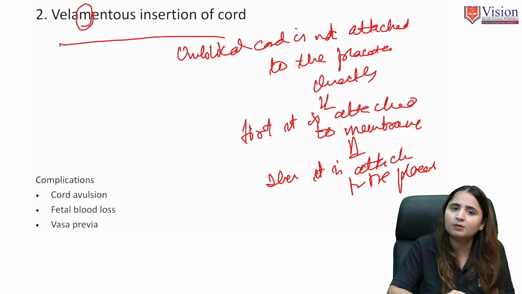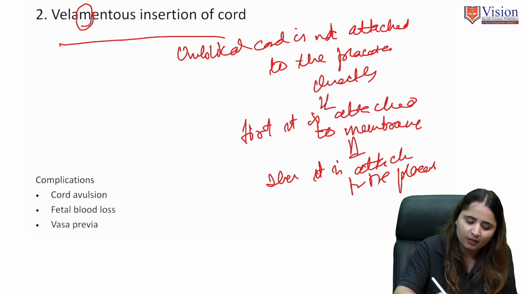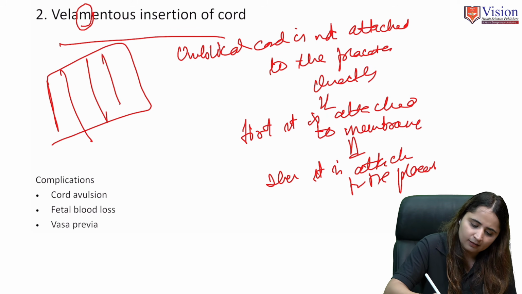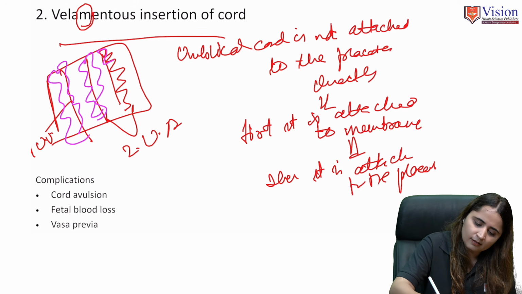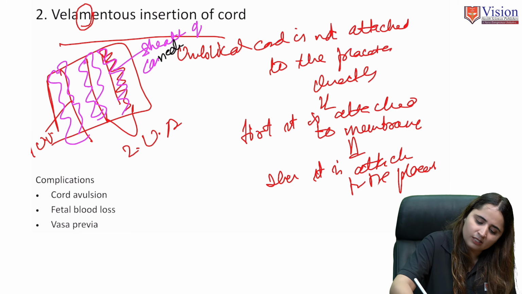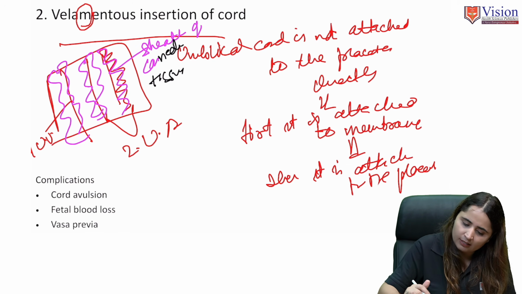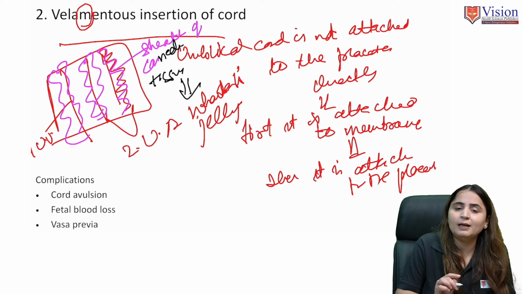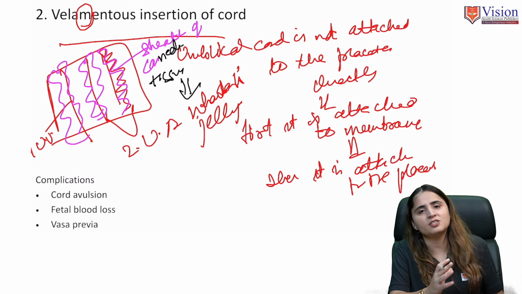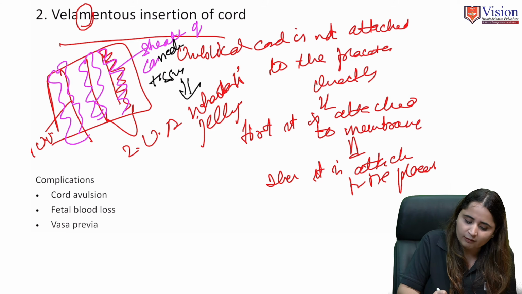In this velamentous placenta, the Wharton's jelly gets lost in the membrane. See, suppose this is the placenta, this is our one umbilical vein and these are our two umbilical arteries, and they are surrounded by a sheath of connective tissue. This sheath of connective tissue is called Wharton's jelly. So in velamentous insertion of placenta, this Wharton's jelly gets lost in the membrane. So it can further lead to complications.